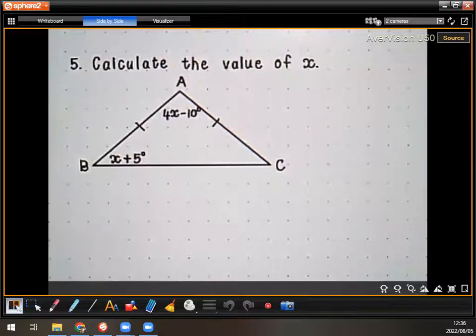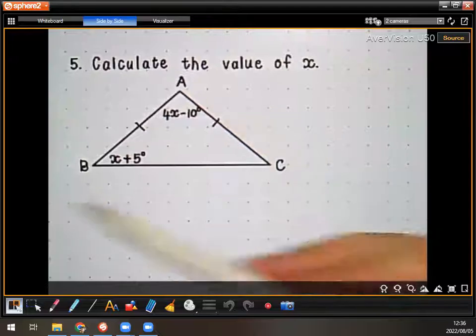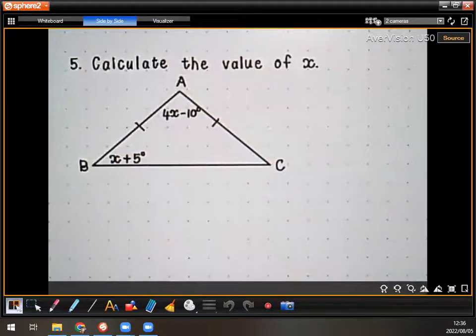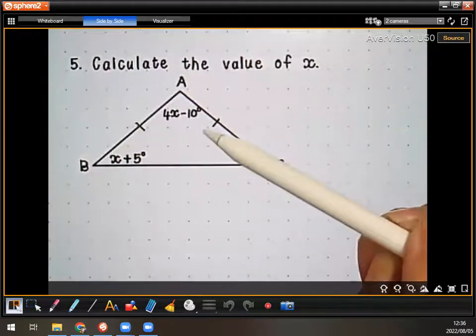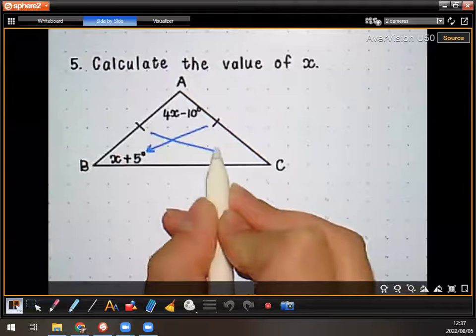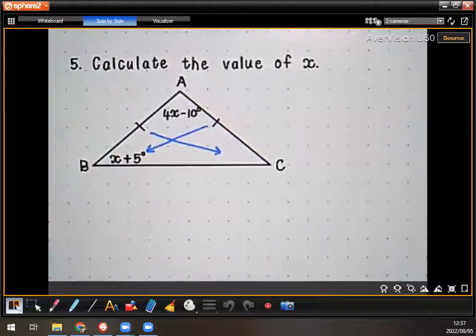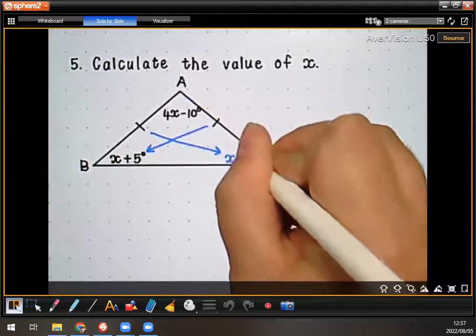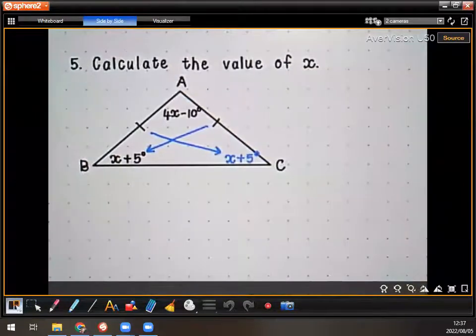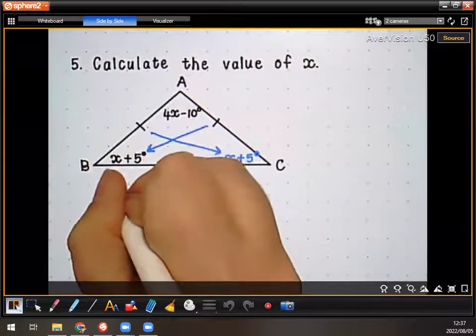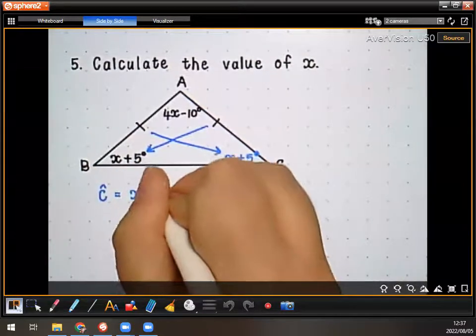Well done. Angles opposite equal sides. So we agree that triangle ABC is an isosceles triangle. Those 2 sides are equal. Now remember that means that the angles opposite those 2 sides will also be equal. So that's x plus 5. This is also going to be x plus 5 degrees. You have to write that down, guys, as a statement. So you're going to say angle C is equal to x plus 5 degrees.